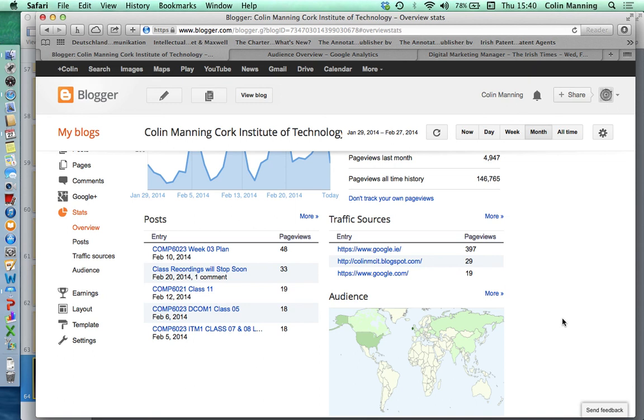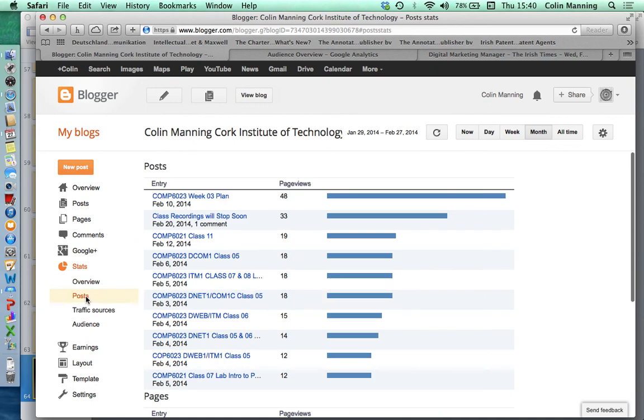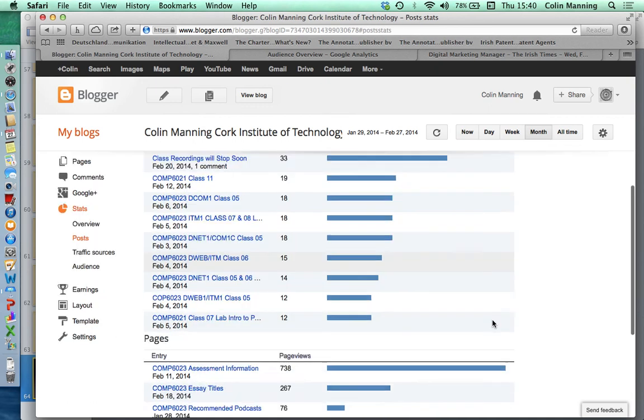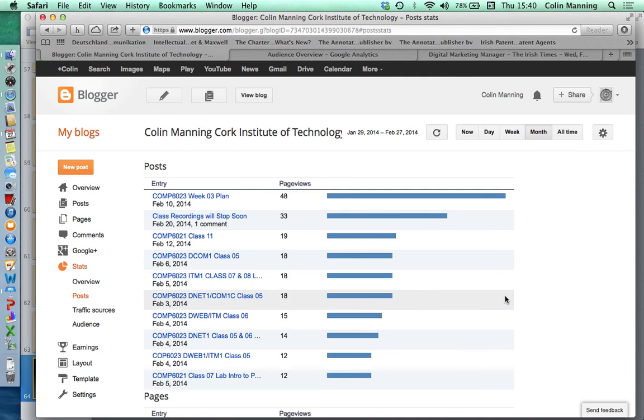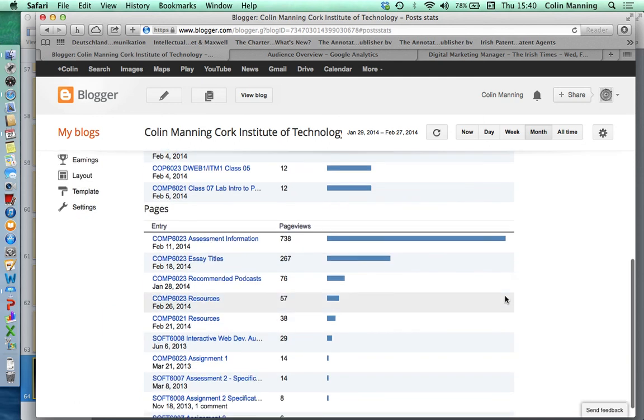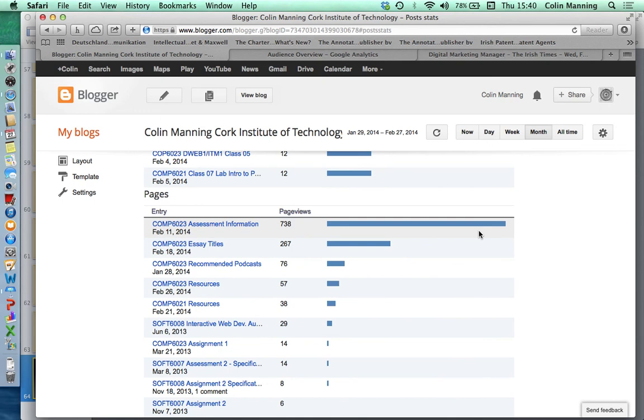You can see here that most of the people who come to my blog go to Google and then come via there, although some people have either come internally within the blog or have typed in colinmcit.blogspot.com. In terms of the things that have been most popular this month, that plan for the week there was useful. It's no great surprise that the assessment information is the number one thing that gets clicked on in terms of the pages. So a bunch of pages, the list of things you have to do for the assignments, that's always something that gets a lot of traffic.